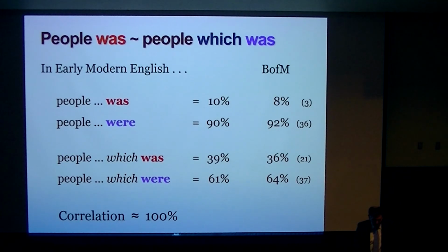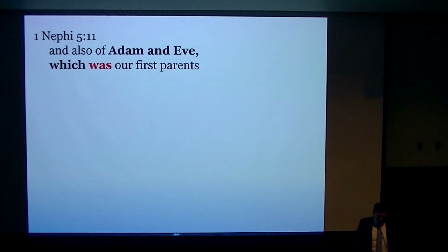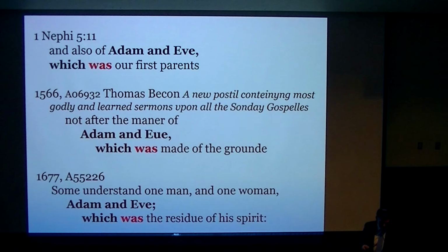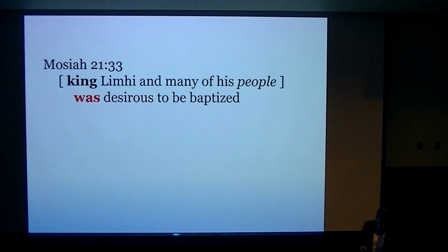So this is early modern English out of a very large database, these numbers, and this is exhaustive counts in the Book of Mormon. Here's one that's been criticized, "Adam and Eve, which was our first parents." Thomas Beacon used this in 1566: "not after the manner of Adam and Eve, which was made of the ground." "Adam and Eve, which was the residue of his spirit."